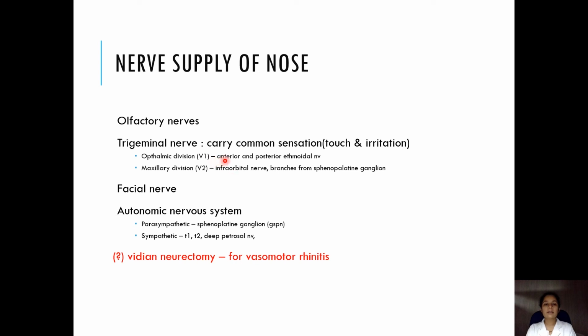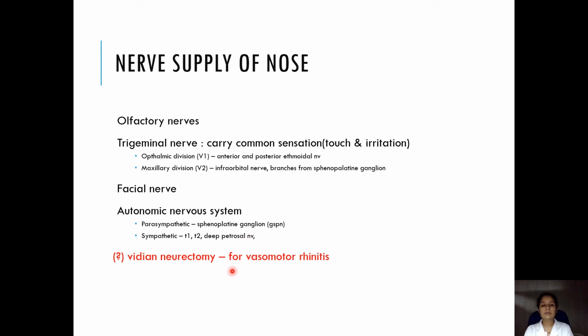The ophthalmic division will provide the anterior and posterior ethmoidal nerves. The maxillary division will provide the infraorbital nerve and branches of the sphenopalatine ganglion, which supply the nasal mucosa and the mucosal glands of the nose. The facial nerve supplies the lower part of the nose as well as the tip of the nose. Autonomic nervous system, which consists of sympathetic as well as parasympathetic components. Parasympathetic is from the sphenopalatine ganglion, that is the greater superficial petrosal nerve, and sympathetic is from thoracic 1 and 2 as well as the deep petrosal nerve, which surrounds the internal carotid artery.